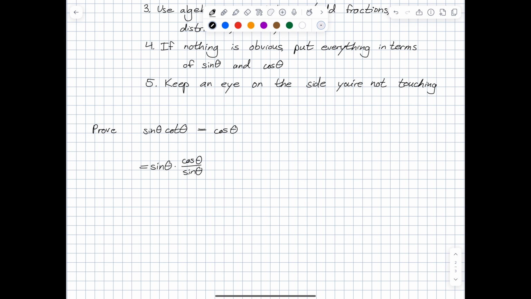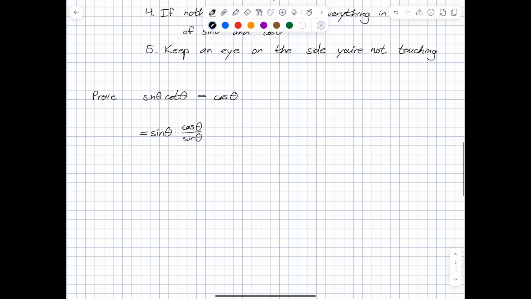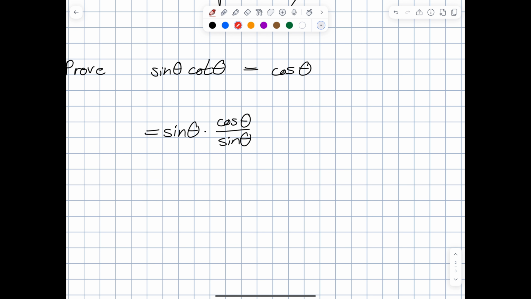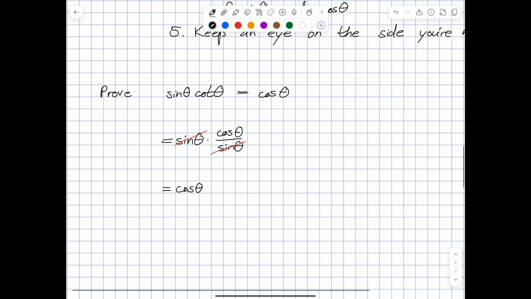Then, looking at this fraction, I've got a sine on top and a sine on bottom. Those two are going to cancel, and I'm left with just cosine. And that, simple enough, matches the other side of the equation. So I have finished it. I've proven this identity. If you want to, you can put a little square that says the proof is complete.